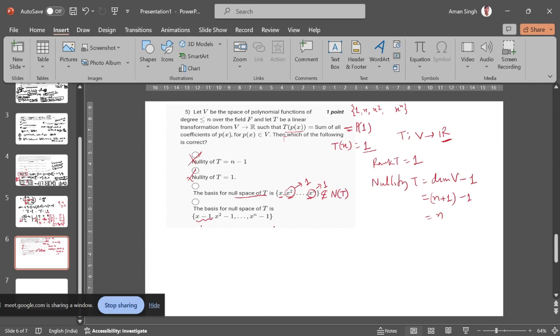So what about these guys? These are in the null space. This is a subset of N(T), because the sum of all coefficients in these polynomials individually is 0. 1 minus 1 equal to 0. How many of these are there? If this is your B, then the cardinality of B is n. And that is the dimension of the null space of T, meaning the nullity of T is n. But we have to check if they are linearly independent, then we are done. Okay. They are actually linearly independent.